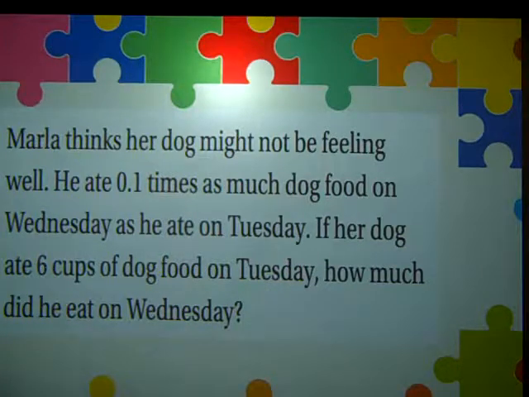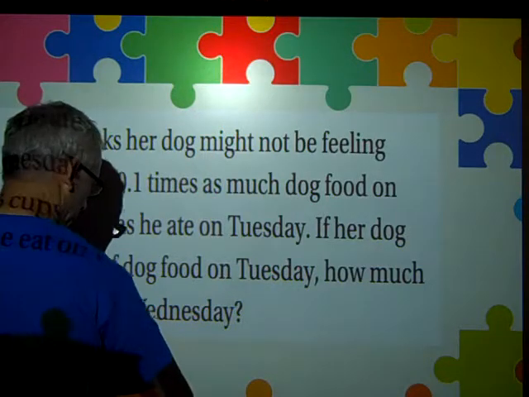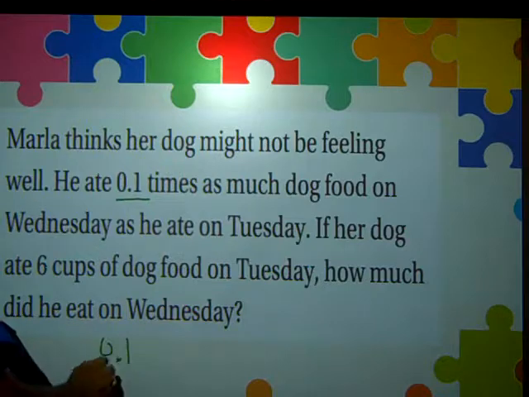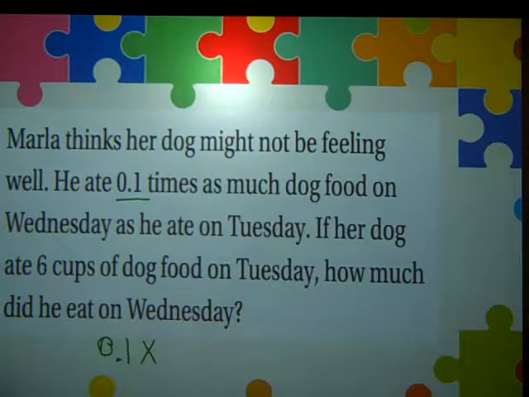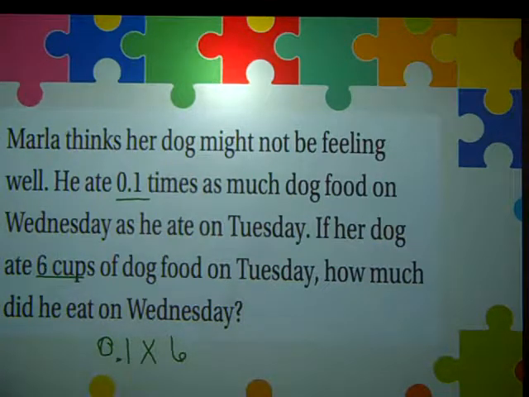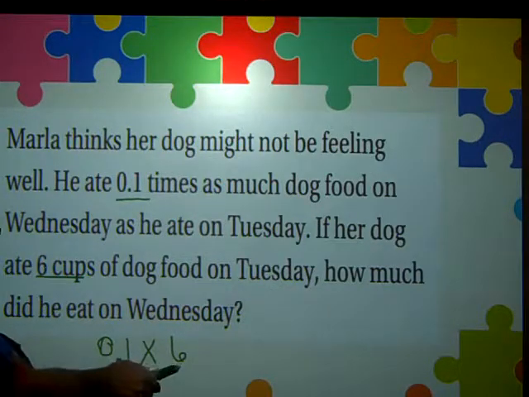Let's look at one more good word problem. So Marla thinks her dog might not be feeling well. He ate 1/10 times as much dog food on Wednesday as he ate on Tuesday. If her dog ate 6 cups of dog food on Tuesday, how much did he eat on Wednesday? Now this is a pretty tough question. If you think about it, it's just wordy. But if I look at what it's telling me, he ate 1/10 of his food, which was 6 cups on Tuesday. Well, if he ate 6 cups, then what is 1/10 of 6?